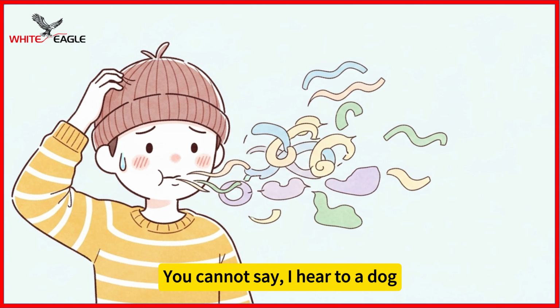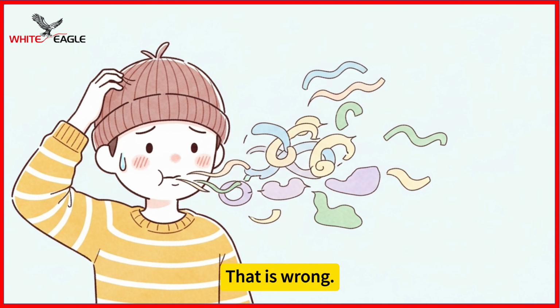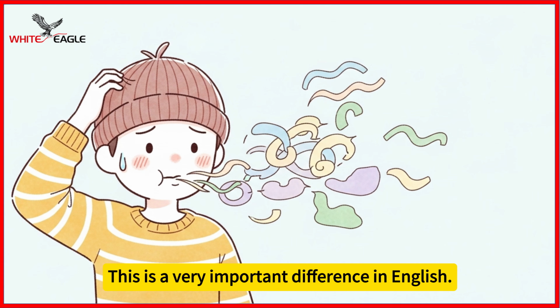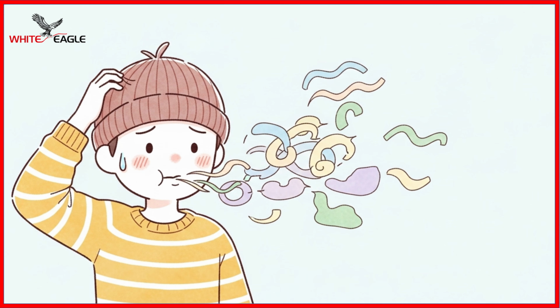You cannot say, I hear to a dog barking. That is wrong. Another example, can you hear me now? Is my voice clear? So remember this rule. Listen to, but only hear. This is a very important difference in English.